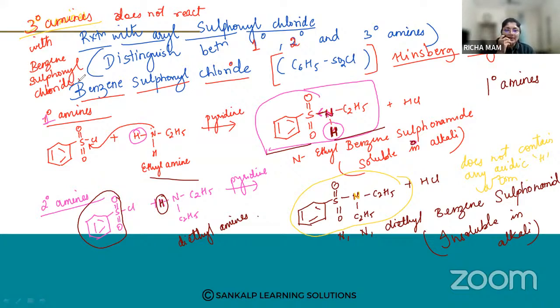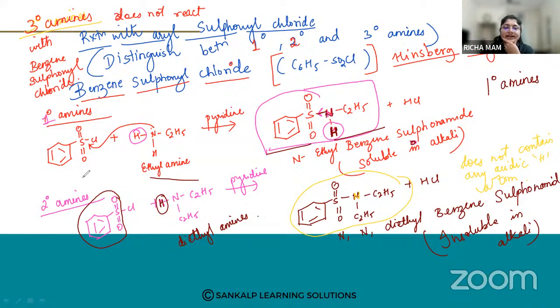Okay, so primary amines, when they react with benzene sulfonyl chloride, you get N-ethyl benzyl sulfonamide. Here you can see the hydrogen atom which is attached to the nitrogen in the sulfonamide. It is acidic in nature. Why? Because there is a presence of a strong withdrawing group, that is your sulfonyl group. Because of that, it is soluble in alkali.